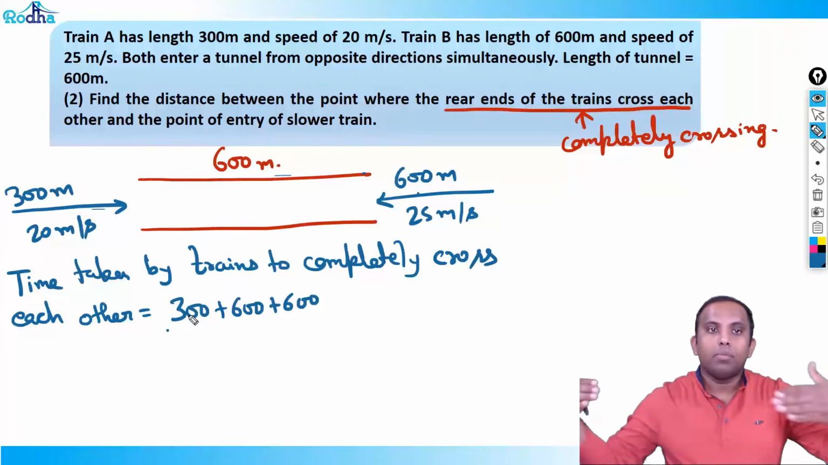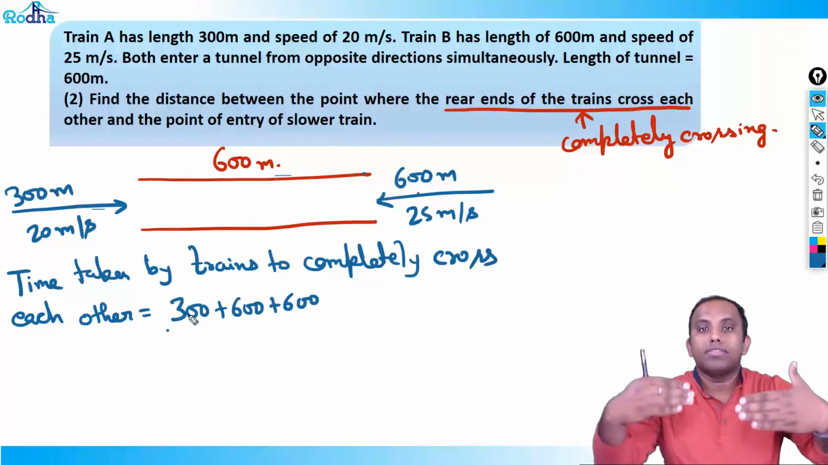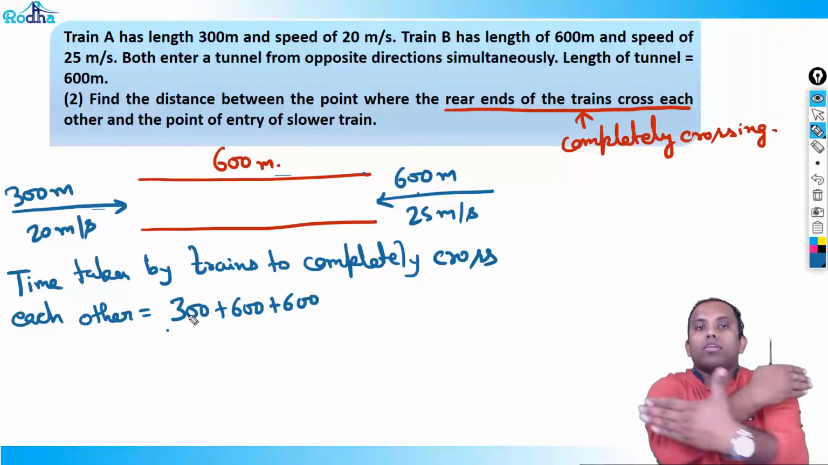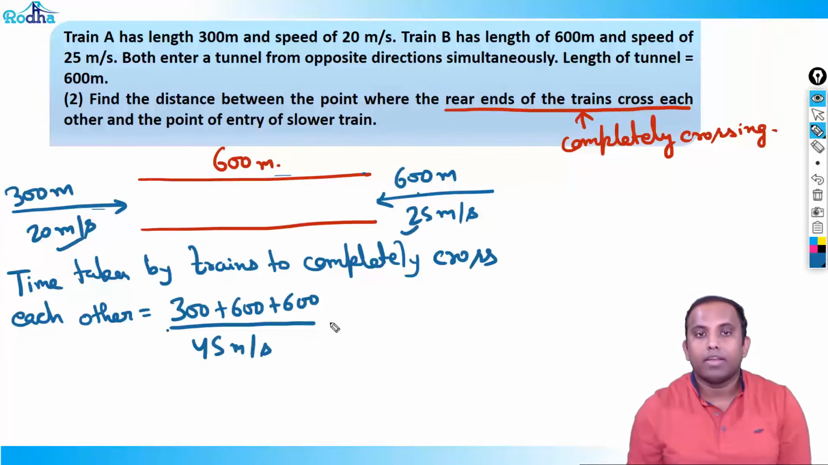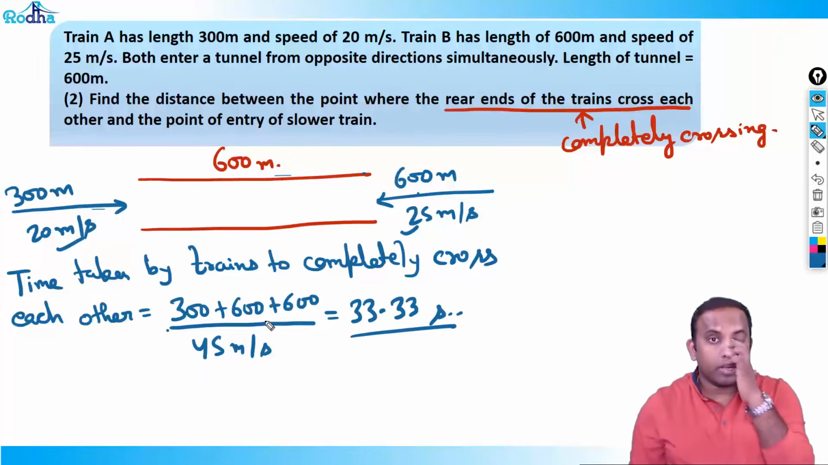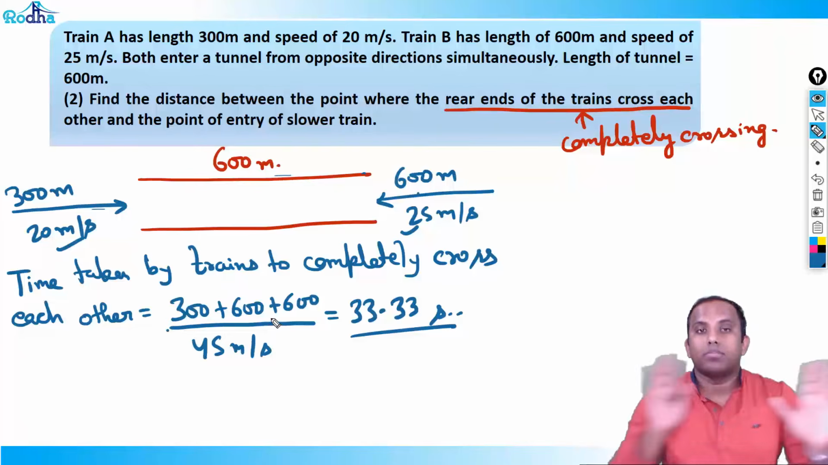Relative distance: 300 meters, then 600 meters, both are inside the tunnel and completely crossing, so another 600 meters for the length of the tunnel. Total 1500 meters divided by their relative speed of 45. Okay, 20 plus 25 is 45, opposite direction, 45 meters per second. That is 33.33 seconds. So in 33.33 seconds, both trains will completely cross each other.